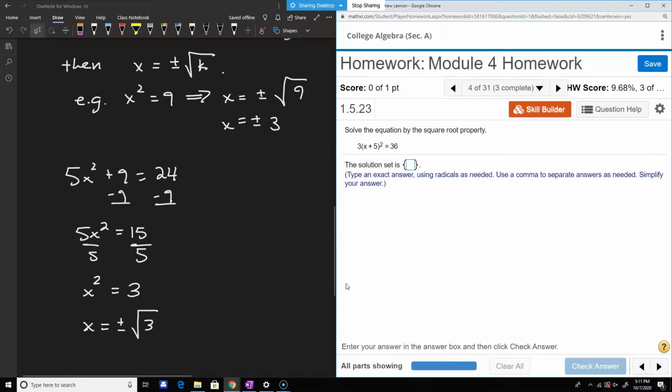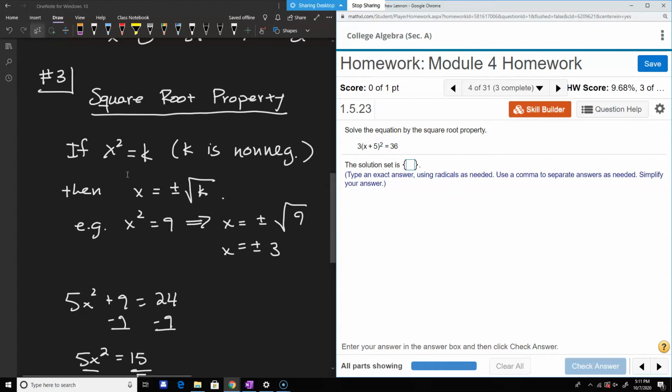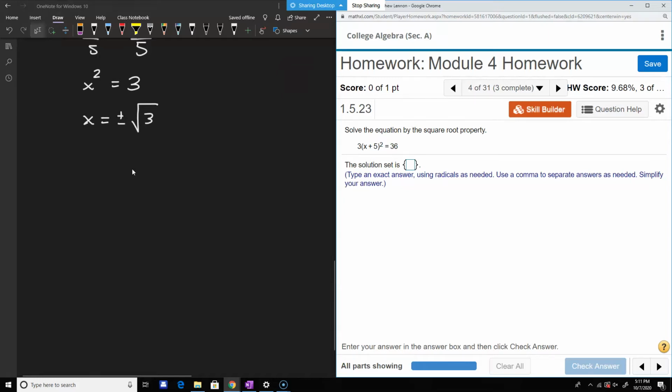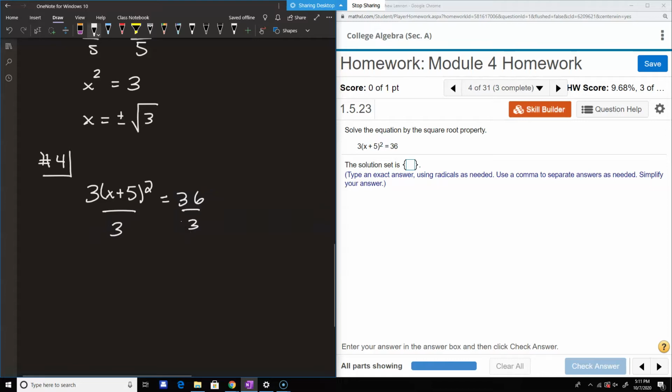Okay. So notice when we're looking at the square root principle here, I've written it down where it's x squared equals k, but you can actually generalize this to where it's any algebraic expression. We want to isolate the thing that's squared, which is the quantity x plus 5. So for number 4 here, we have 3 times the quantity x plus 5 squared equals 36. So we'll divide by 3. So we have x plus 5 quantity squared is equal to 12.